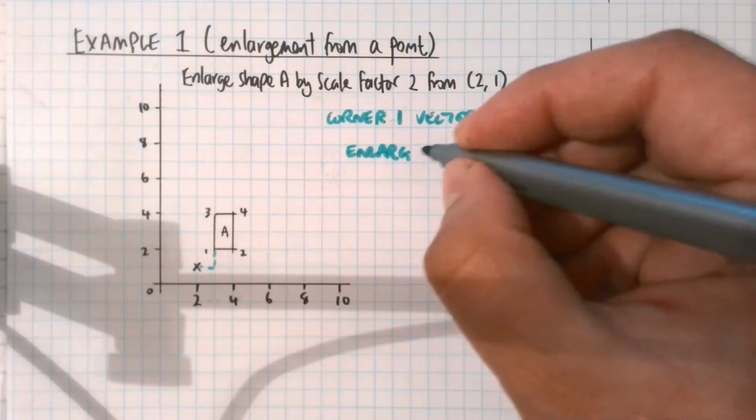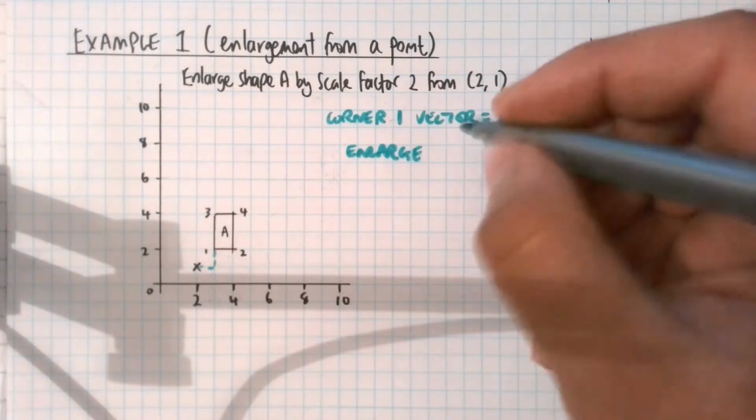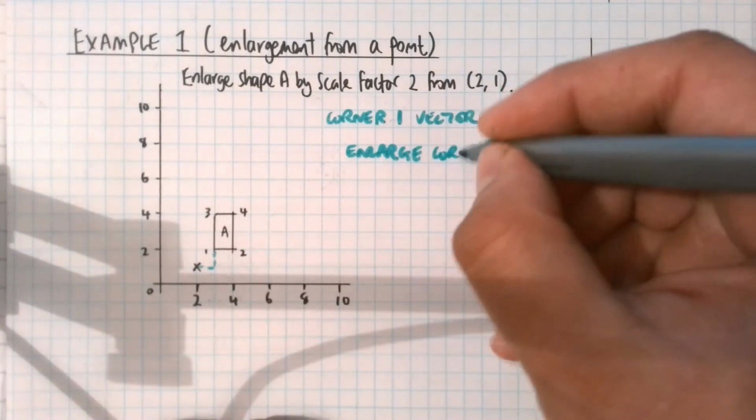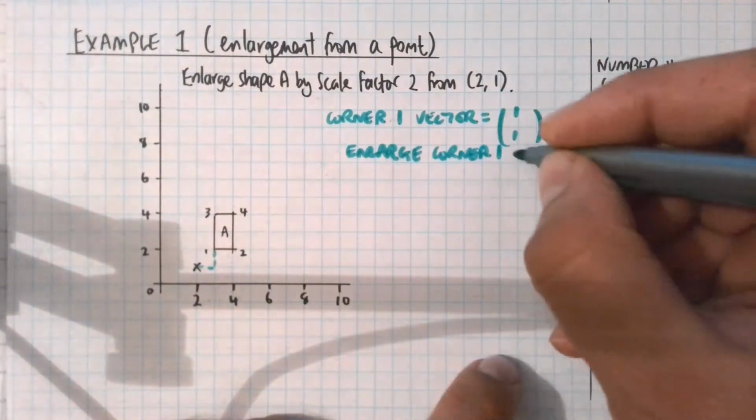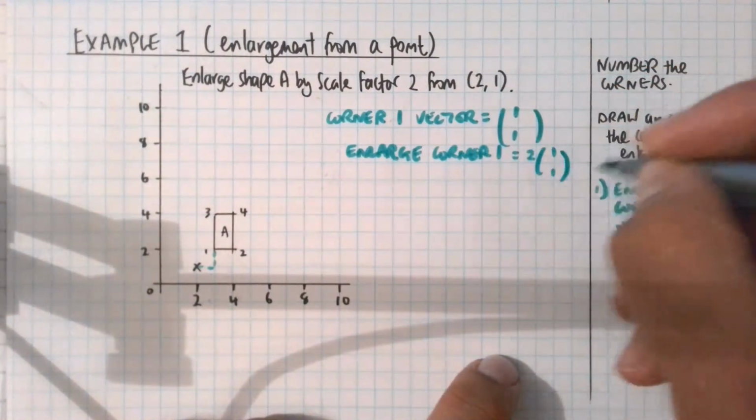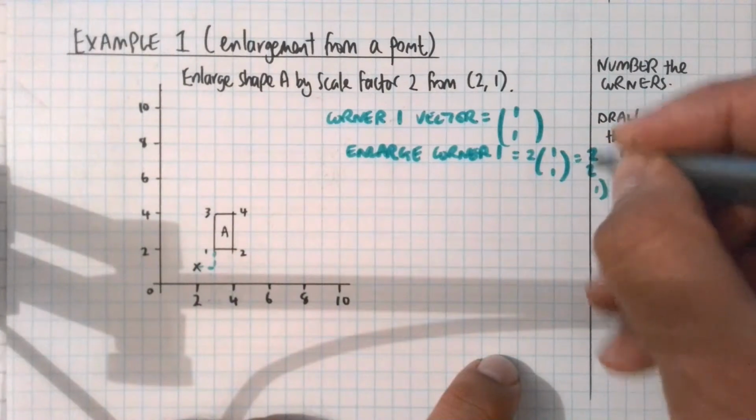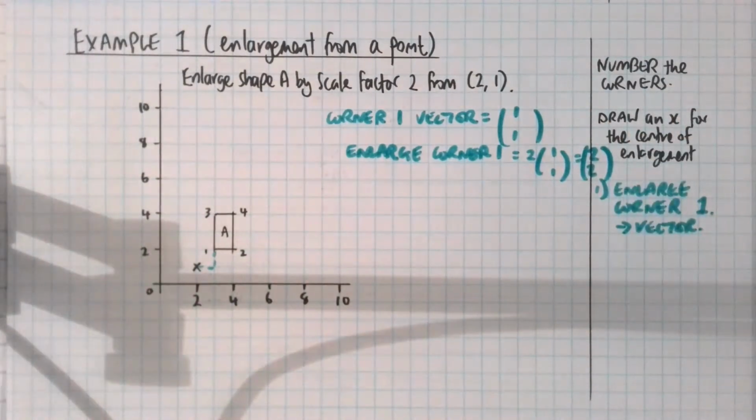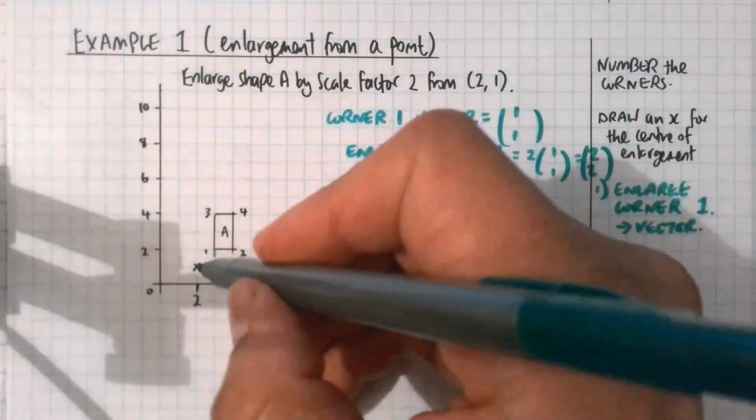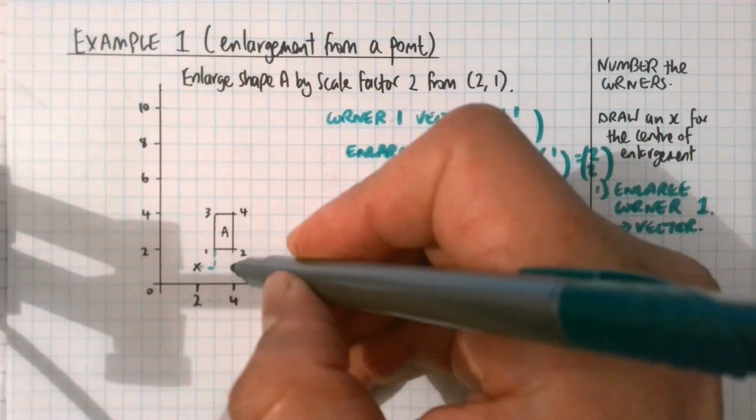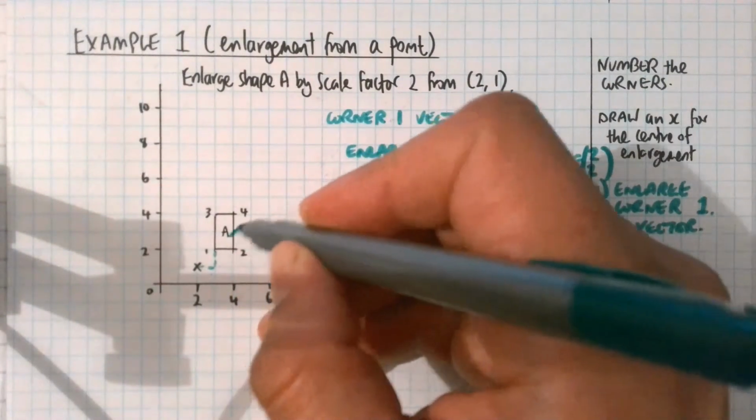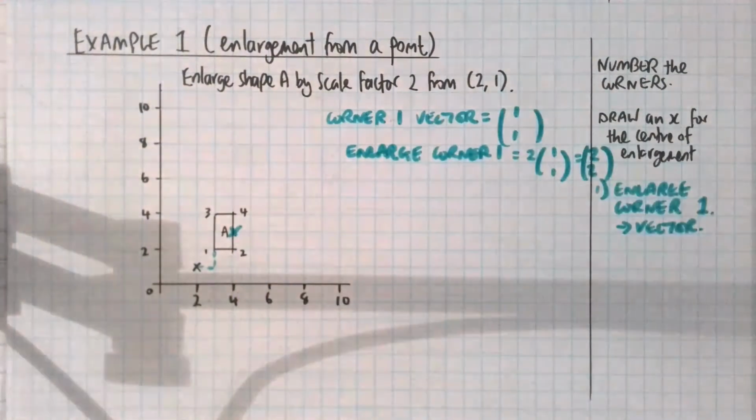When I enlarge corner 1 by the scale factor, I'm multiplying that vector by 2. So I'm scaling that vector up. So 2 multiplied by the vector gives me 2 and 2. So I'm then going to start at the center of enlargement. I'm going to go 2 squares to the right and then 2 squares up, and I'm going to draw a little X there. That's corner number 1.